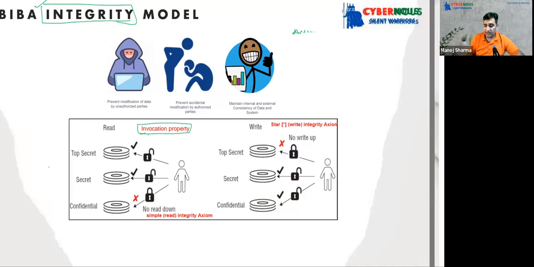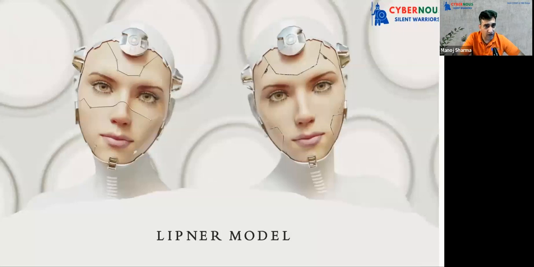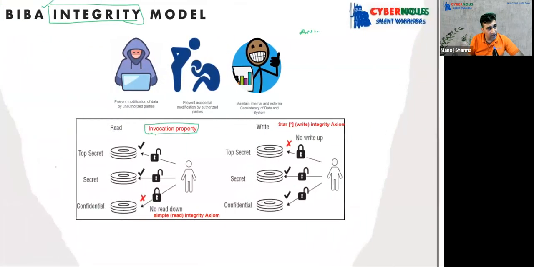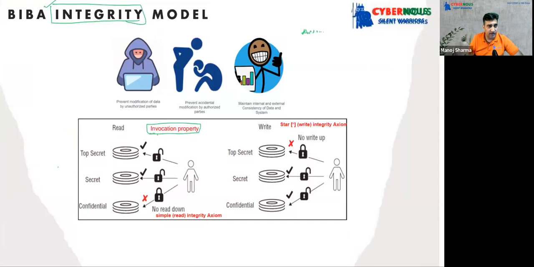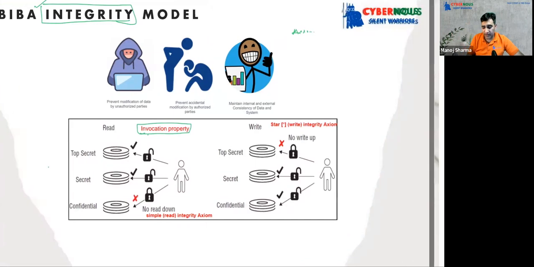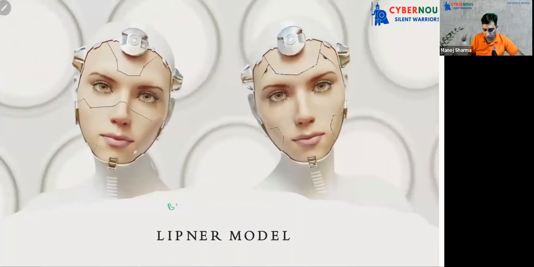Wonderful. So let's go ahead and talk about the Lipner model, which is the next one here. The Lipner model is very, very simple. It is nothing but a real-life example, for example, in your Windows system, right? We actually implement both of these models. We implement the BIBA security model as well as the Bell LaPadula model. So in most implementations, these two models are implemented at one place based on the situation, and that is called the Lipner model.